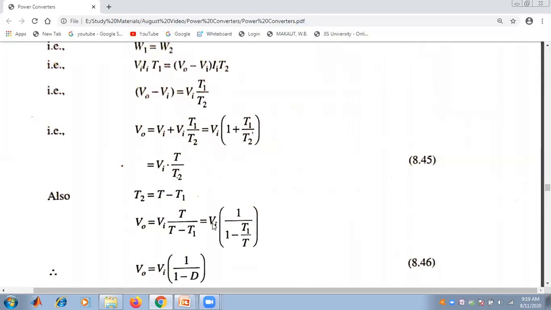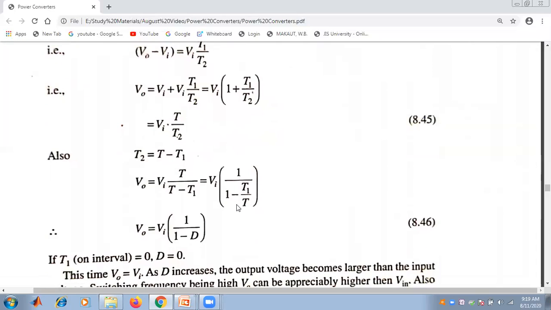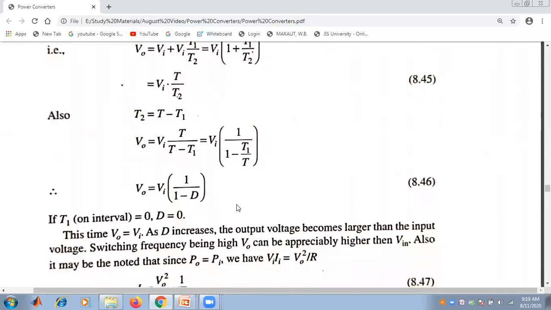If I divide the numerator and the denominator by T, we find V0 equal to VI into 1 by 1 minus T1 by T. T1 by T is generally known to us as the duty cycle D. So V0 equals VI into 1 by 1 minus D. If T1 is 0, meaning the on interval is 0, the D value will be 0.